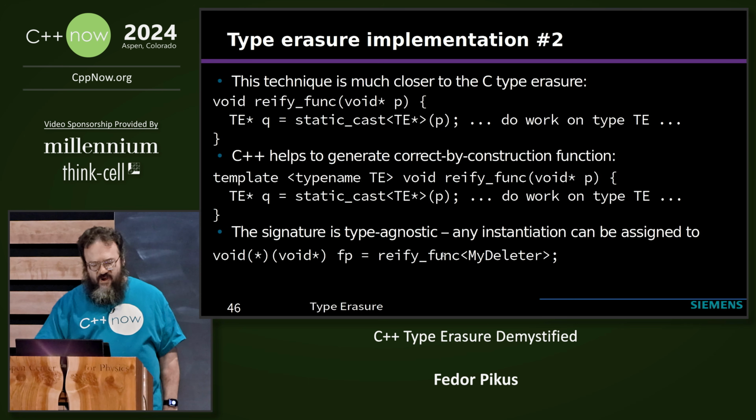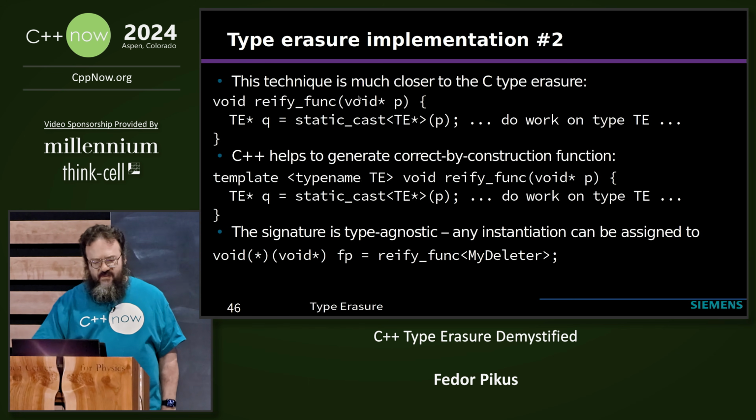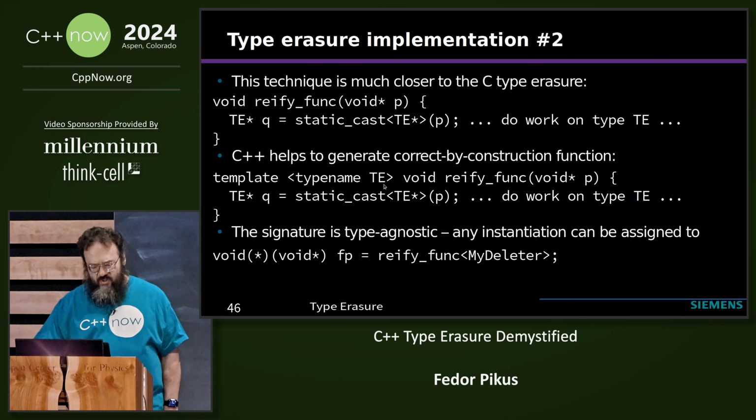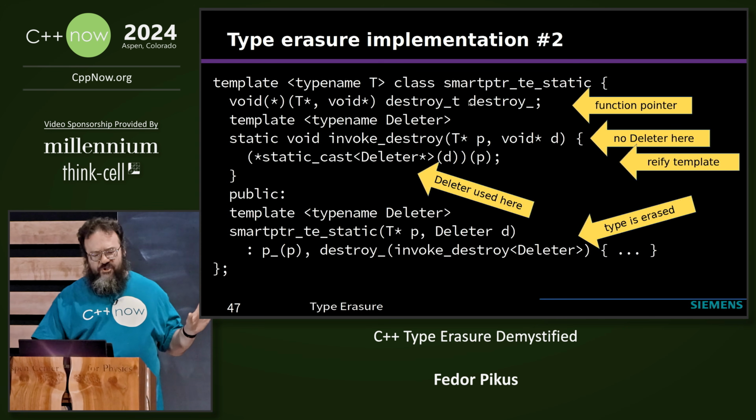A refi function of my deleter is assigned to it, but any my deleter would work. Assignment would work. If I call this function through this function pointer, I would get the static cast to whatever this type was. So this is basically exactly the C implementation of type erasure, only instead of writing these functions myself for all the types I want to reify, I use the compiler to do it for me. Okay, so let's do it for smart pointer, and I'm only showing the type erasure part. I'm ignoring all the smart pointerness of it. So first of all, we're going to have that function pointer.